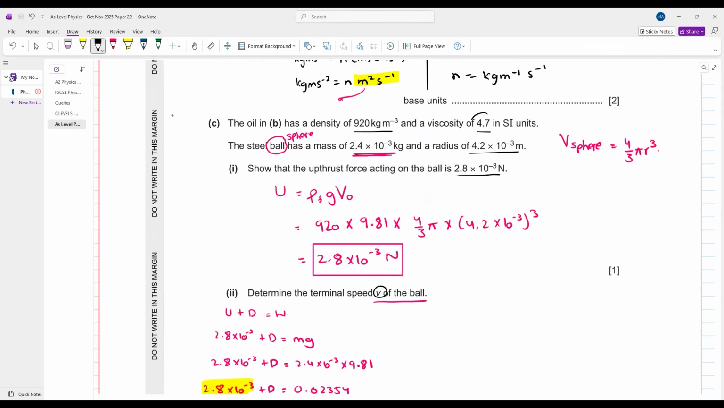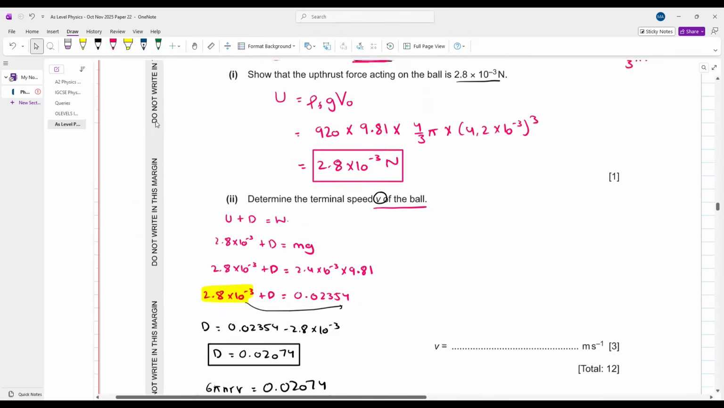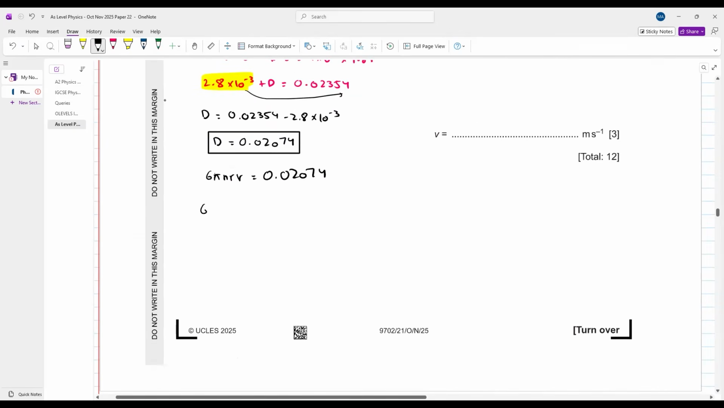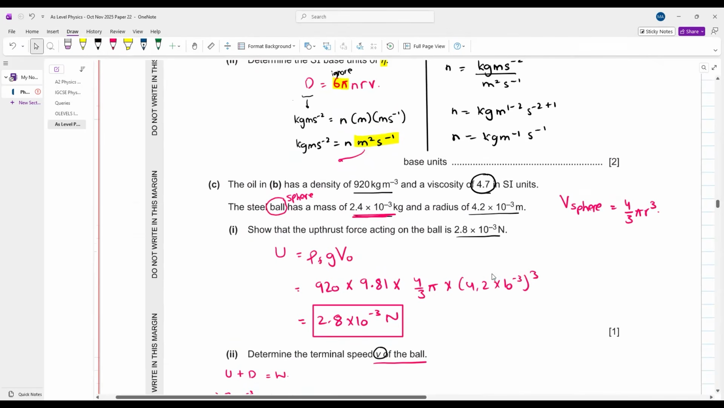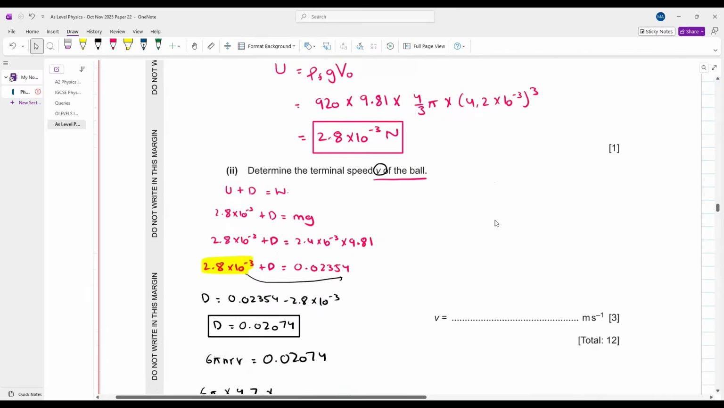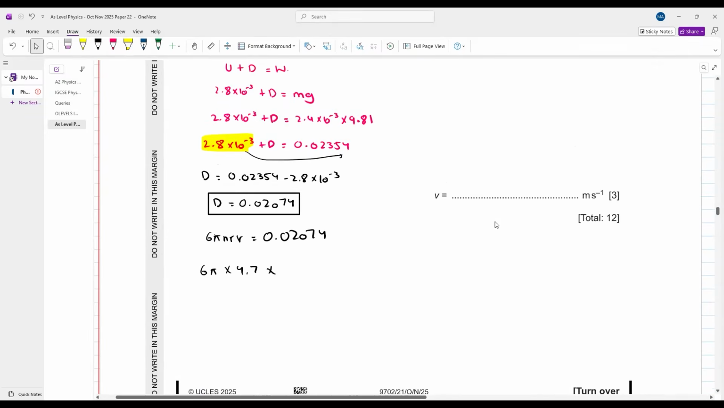Yes, 4.7. प्लग इन प्ले. 6 pi इंटू 4.7. आर की वैल्यू गिवन है बेटा, रेडियस की वैल्यू गिवन है. Yes, 4.2 10 raised to the power of minus 3. Do you know the value of velocity v? नहीं. Let's put it with a symbol v.